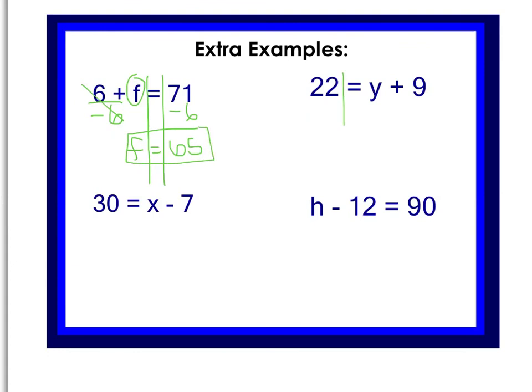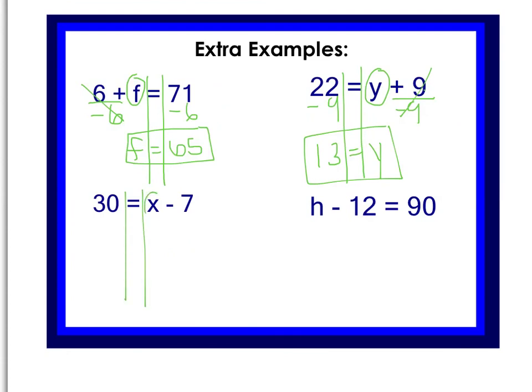All right, the next one. I'm going to circle my variable. What's left is plus 9. The opposite is minus 9. Minus 9 from this side. So here those two cancel out. And on this side, when I subtract 9, I get 13. Y equals 13.